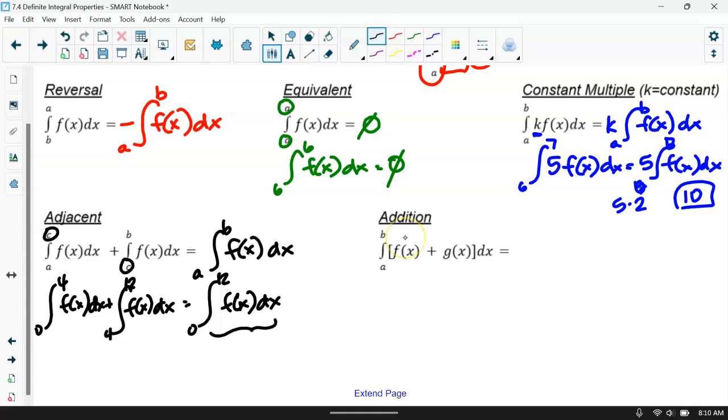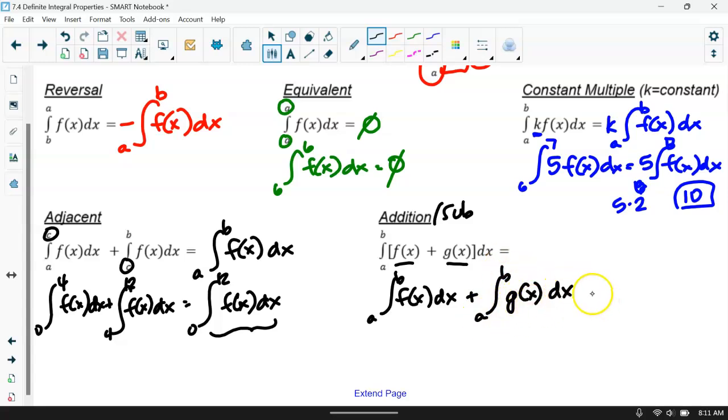Then addition as well as subtraction. So if we also had subtraction, this is our property where we can split. Notice how it's two different functions. So this is the same as a to b of f of x plus a to b of g of x, of the other function. So again, we're saying that this one integral where we're adding the two different functions together is the same as if we split up those two values. And the same applies if this was subtraction.